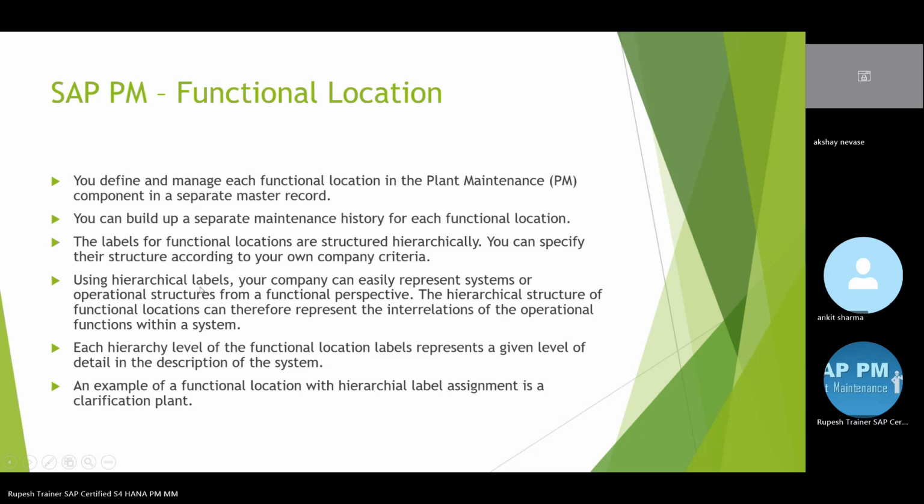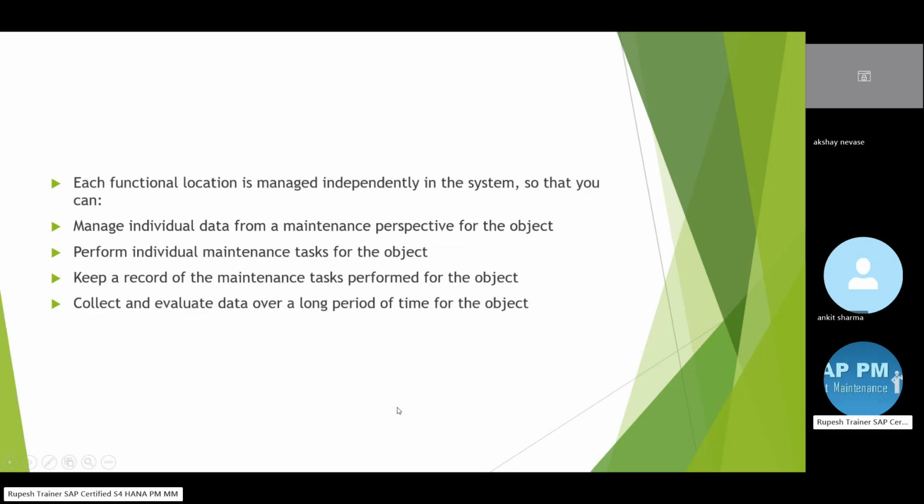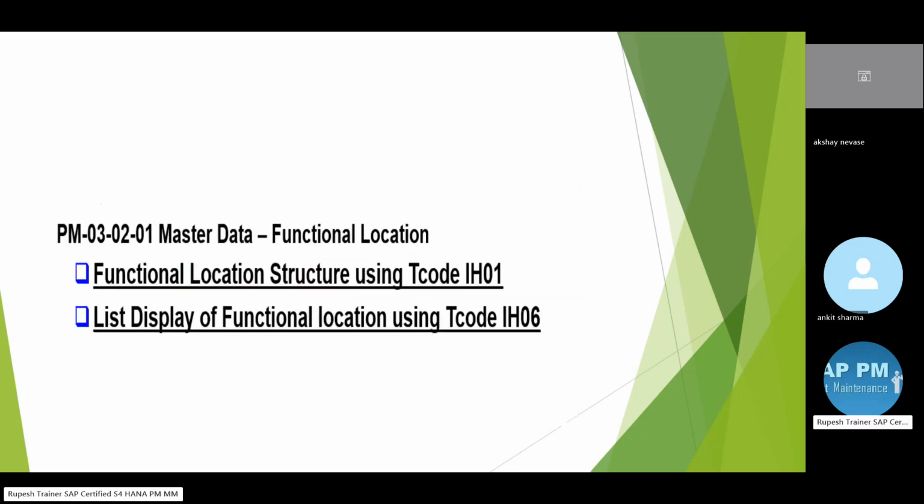And then each hierarchy level will be given a level of system. Maintenance can be done on the FL. You can track the record of your maintenance. And report type like IS06 is very important. Already I told, report is a very important interview question. Work center IR05, FL IL06, equipment IE08.